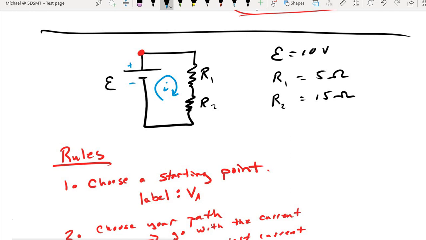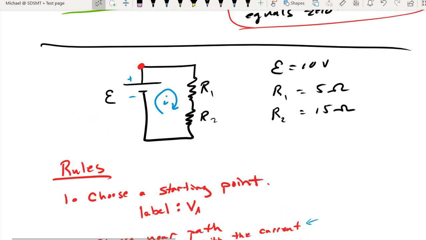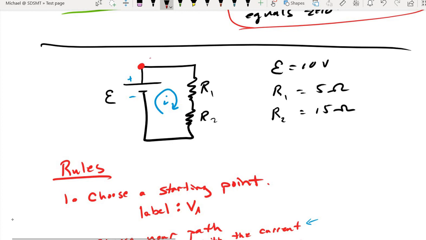Alright, so I know the current is going to be flowing in a clockwise direction for this example. And my personal preference is that I usually just go with the current. So I'm going to travel in the clockwise direction. So I'm going to go this way through resistor 1, through resistor 2, and then through the EMF until I get back to that original starting point.